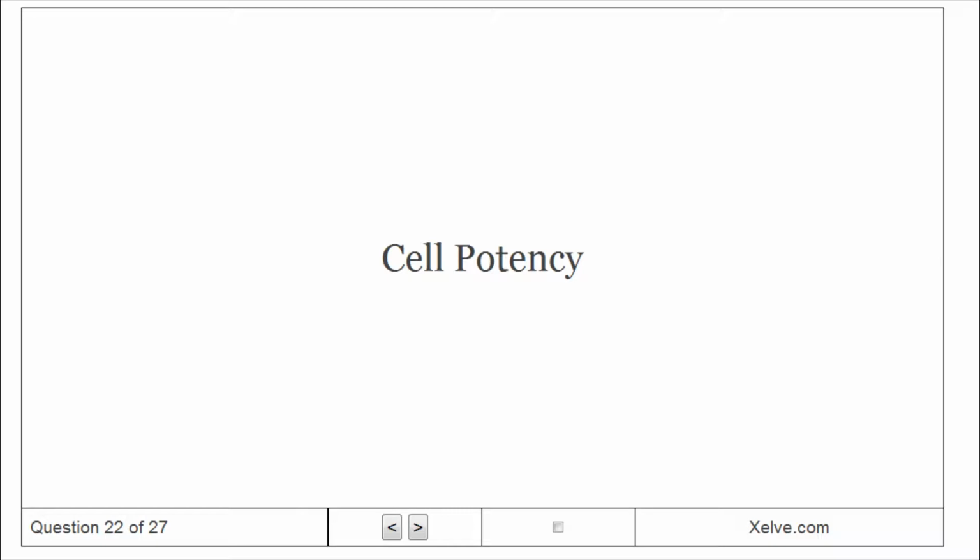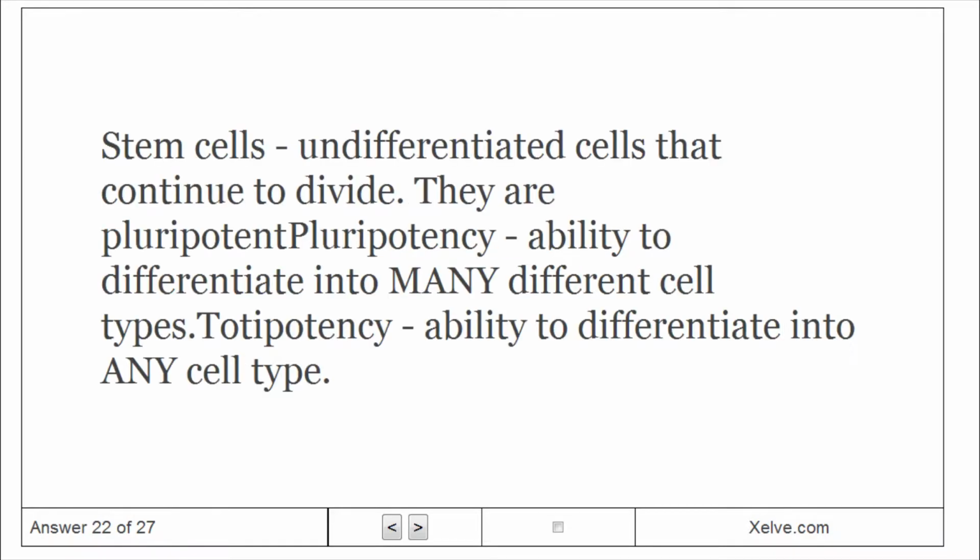Cell potency. Stem cells, and differentiated cells that continue to divide, are pluripotent. Pluripotency: ability to differentiate into many different cell types. Totipotency: ability to differentiate into any cell type.